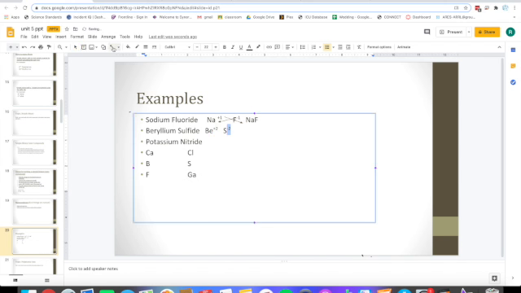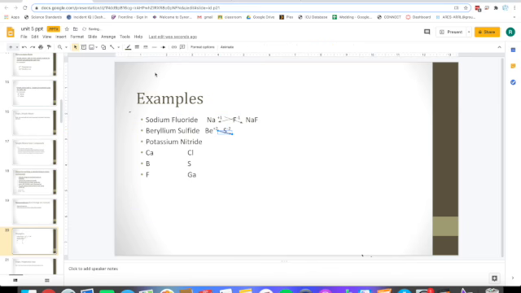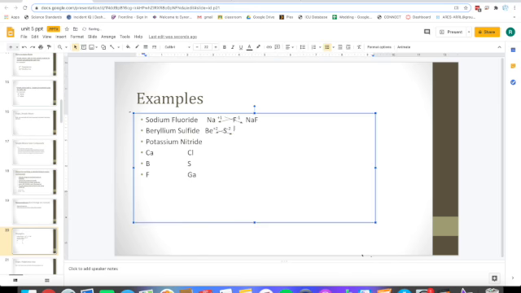So we're going to crisscross. This 2 goes with the S, and this 2 goes with the Be. So that means we would have Be2S2. Now, one thing we need to check, if these numbers are ever the same, you will need to simplify them. So since they're the same, it just simplifies down to 1, which you don't have to write out. So that would just be BeS.